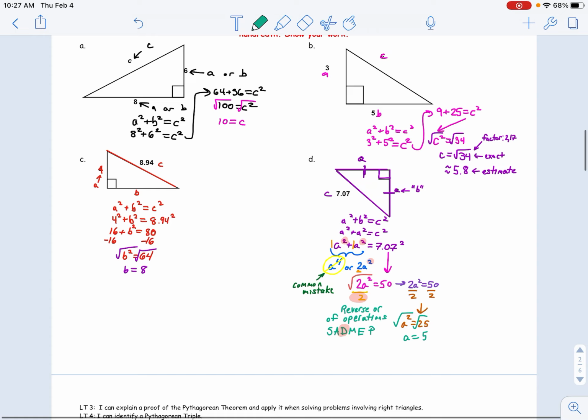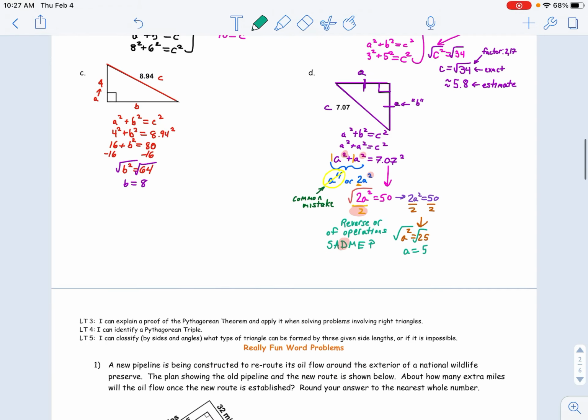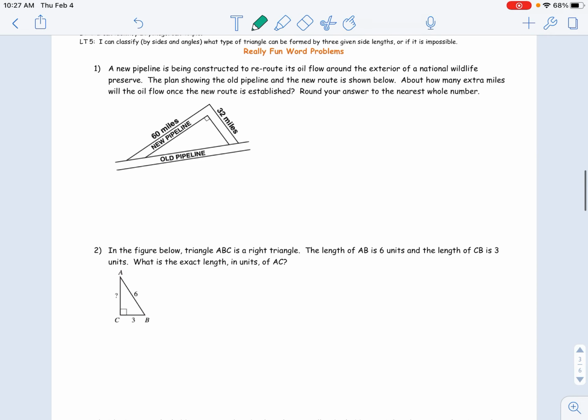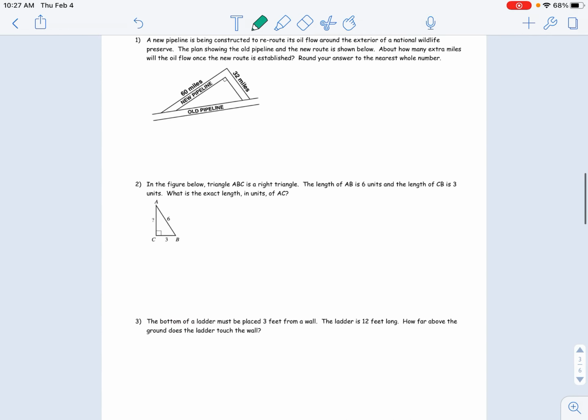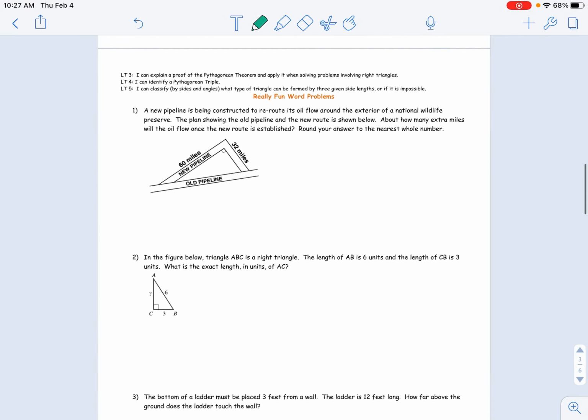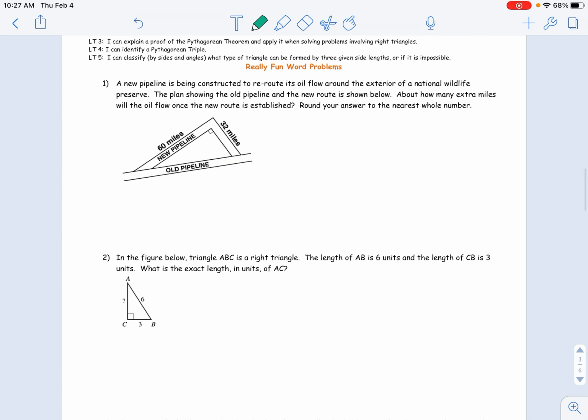So these are just some basic traditional Pythagorean theorem problems. Finding C, finding a leg, what if it's an isosceles. These are basic stuff. What we're going to do now is some really fun word problems. A new pipeline is being constructed to reroute its oil flow around the exterior of a national wildlife preserve. The plan showing the old pipeline and the new route is shown below. About how many extra miles will the new oil flow once the new route is established?